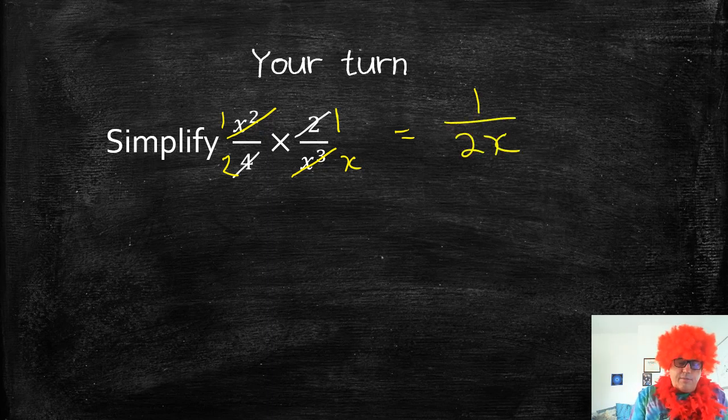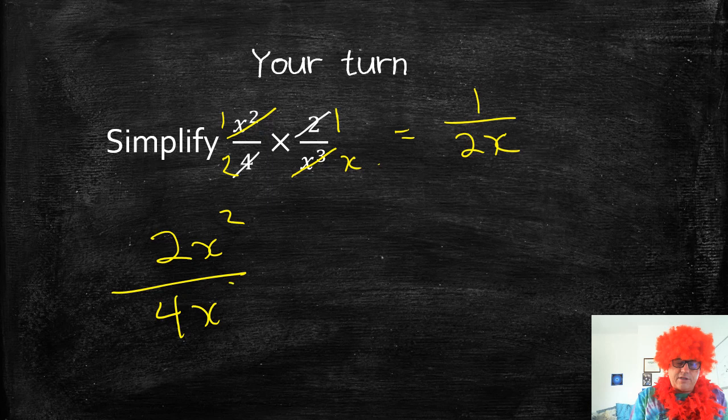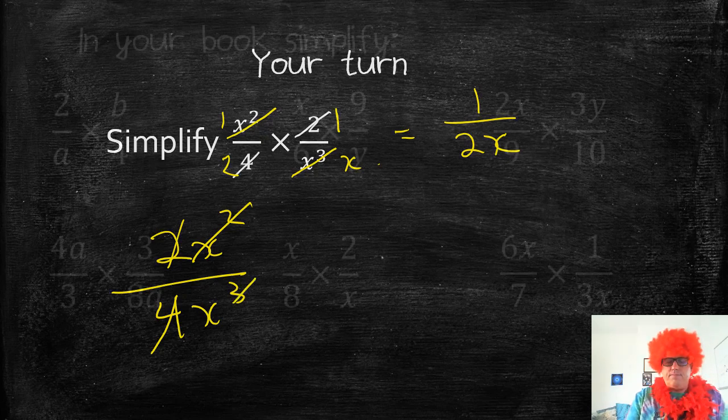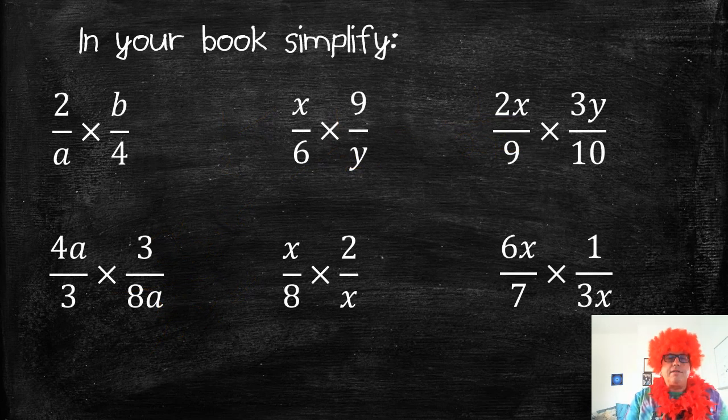Again, what have I really done? I multiplied the top. 2 times x squared would be 2x squared. Multiply the bottom. 4 times x cubed would be 4x cubed. The 2 quarters is the same as a half, and the x squared cancels, leaving me with x. Okay, go ahead, pause the video, and do these in your book, and we'll see how you did.